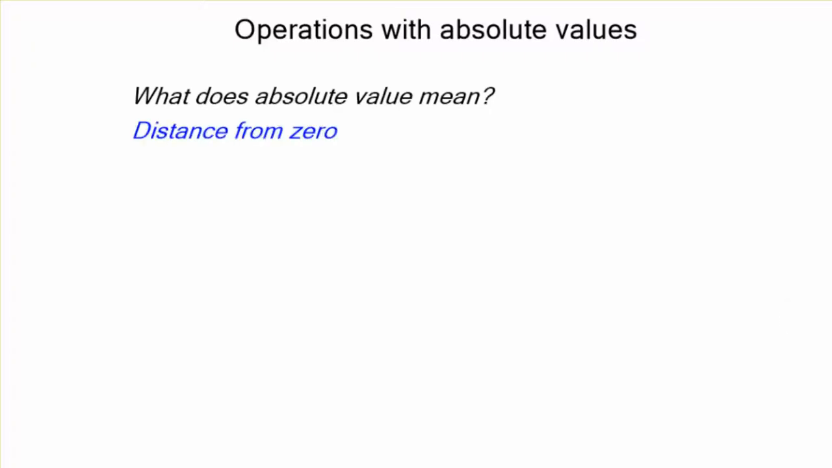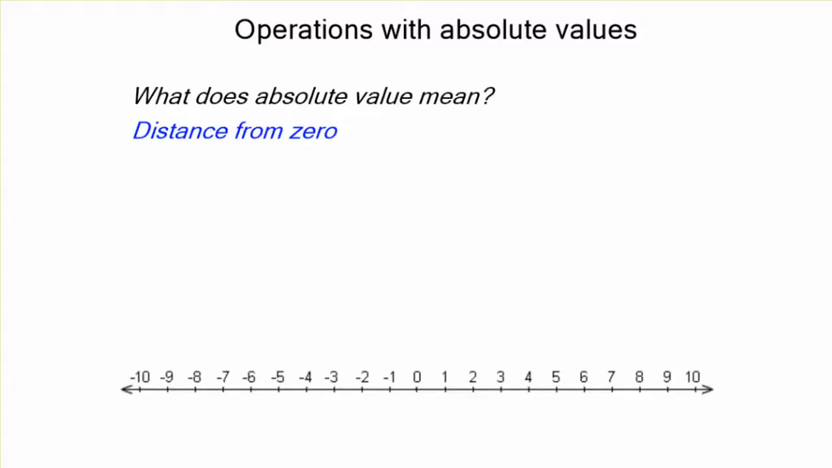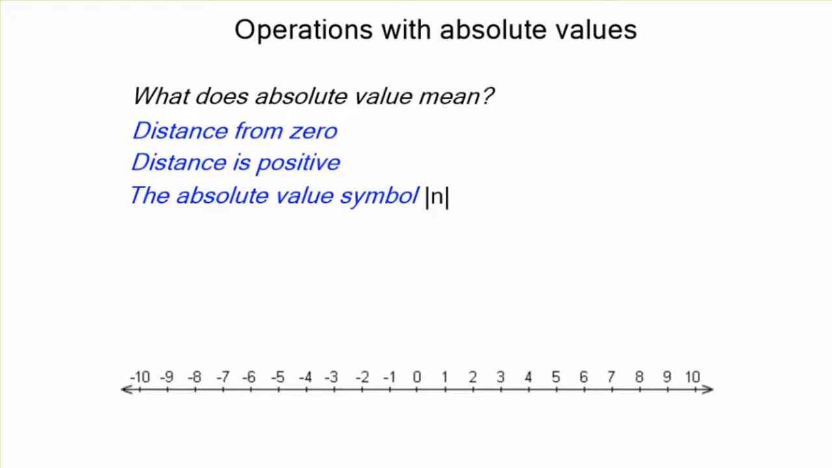Today we're going to be learning about operations with absolute values. Now, it may be a little bit intimidating, but absolute values really are one of the easiest things to work with. Well, first off, what does absolute value mean? Well, it means just the distance away from zero on a number line. And something to remember is that distance is always positive. And the absolute value symbol is these little bars with a number in the middle.